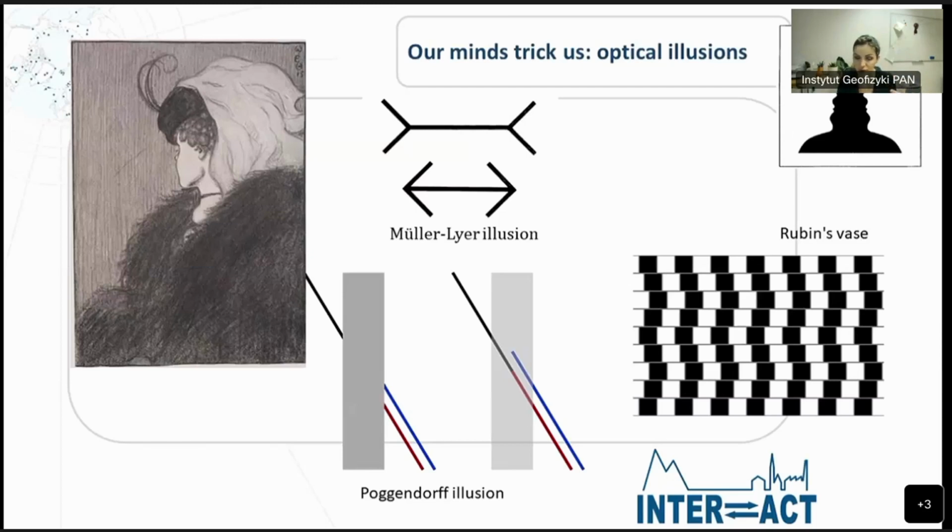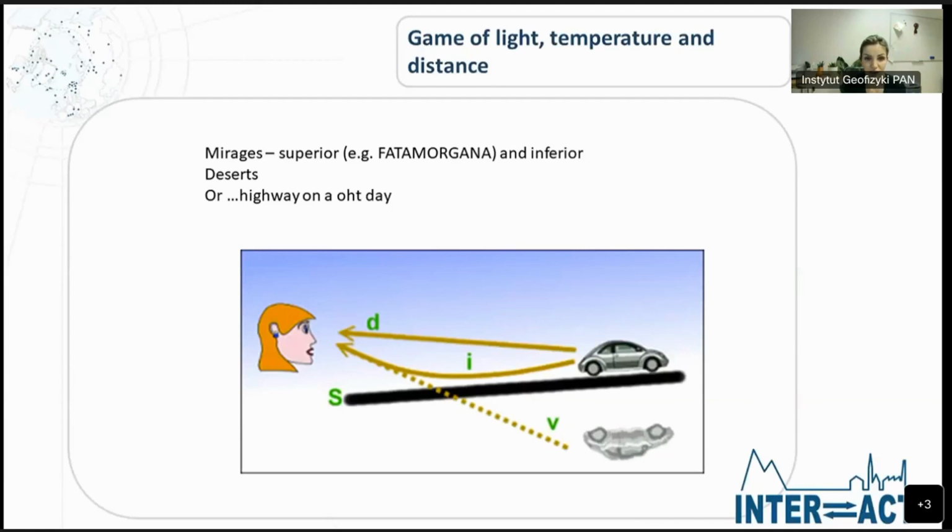So we interpret things differently. And this was studied based on one of the examples of illusion here, which was this Miller-Lyer illusion. People from the Torres Strait area who are not used to rectangular civilization do not fall into this illusion. So this is how our mind tricks us.